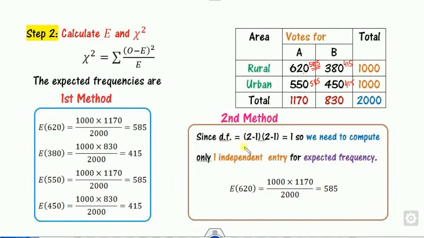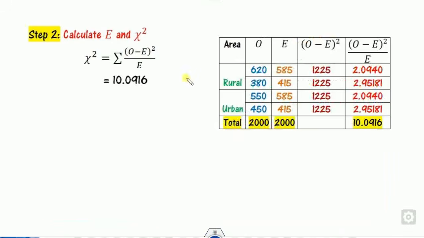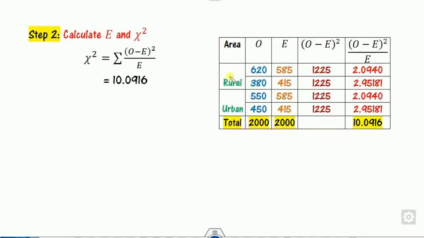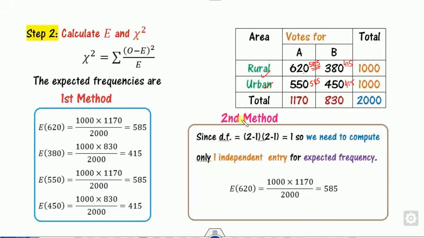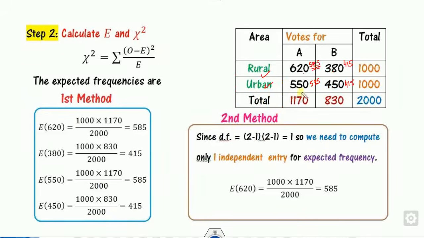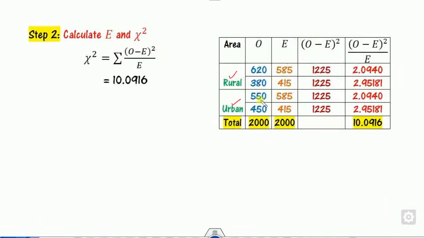So once we find these, we can write them here. This is the area. Look at that, the areas are rural and urban, so I can write the first column as rural and urban. The values corresponding to rural and urban are 620 and 380. And these are the values of E we have computed: 585, 415, and so on. Once you find these, you can compute (O minus E) whole square over E and solve. So you will get this number.